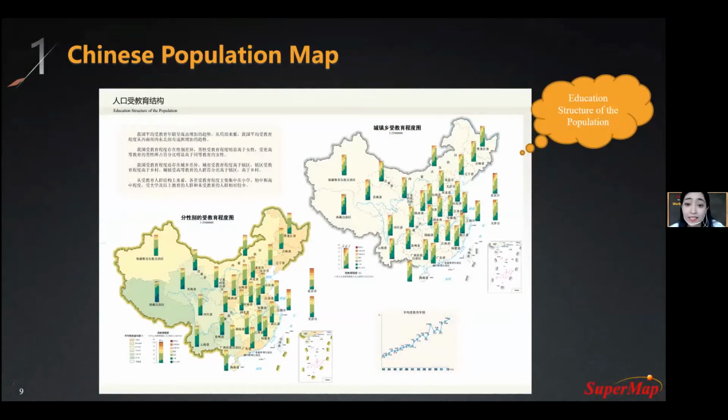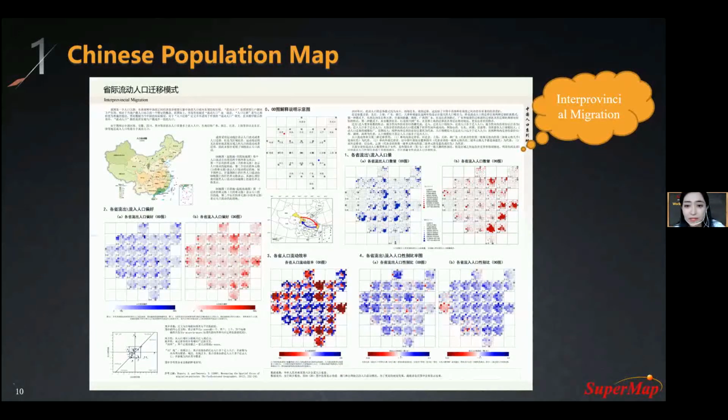And this is the education structure of the population. It uses the graph thematic map. And the last map is the interprovincial migration. This part is the map of the interprovincial migration. It focuses on the population migration of each province in China. And the author used the origin-destination map, which is the OD map, to indicate the population migration.